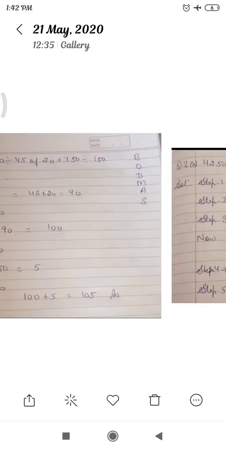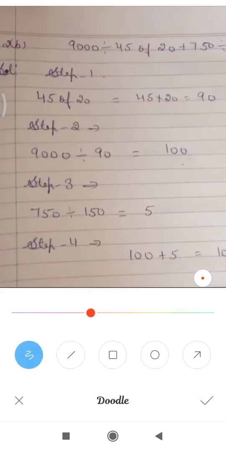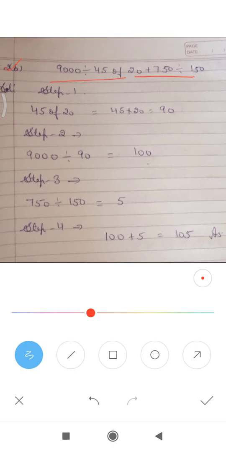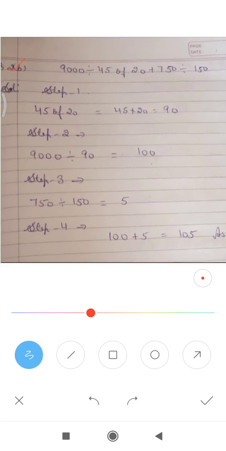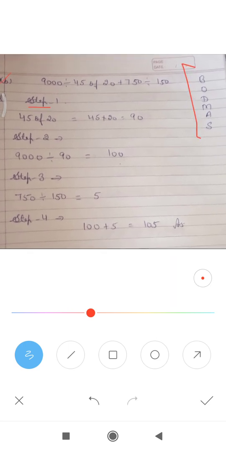Now see next question. Second B, same it is. 9000 divided by 45 of 20 plus 750 divided by 150. Remember, my dear students, I have written also. In step 1, what will come? B for bracket is not given. Then O for of is given here. So first we will solve of. First you see what is the meaning of of. Of means multiply. Already we have done. 45 of 20 means 45 multiplied by 20. It will be 900.